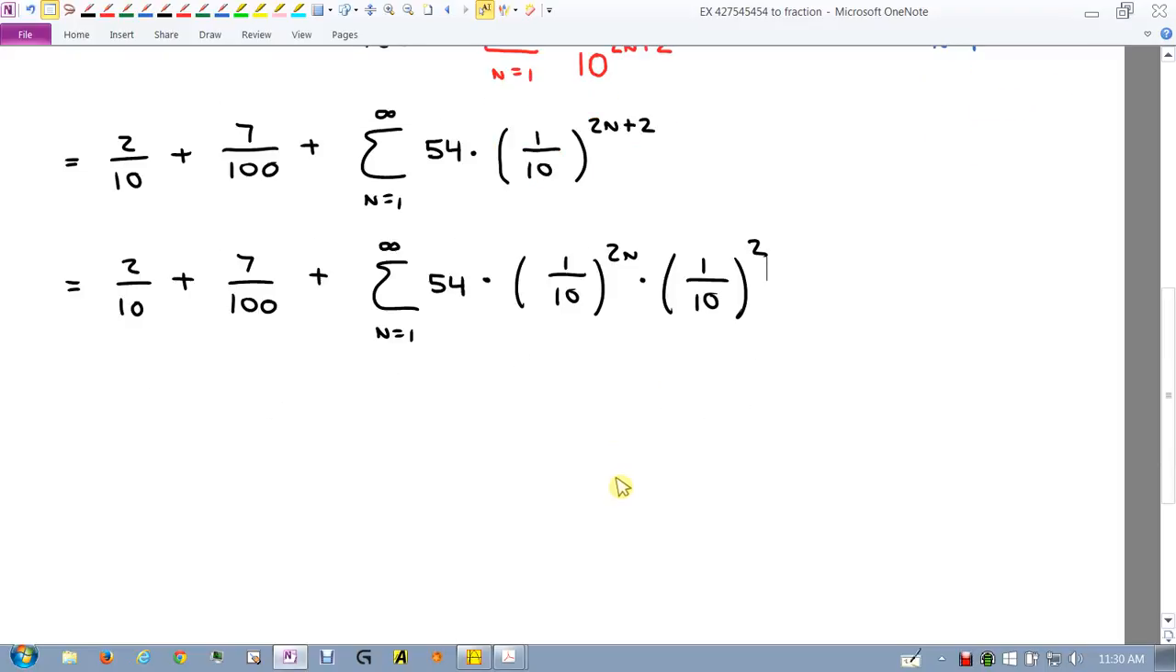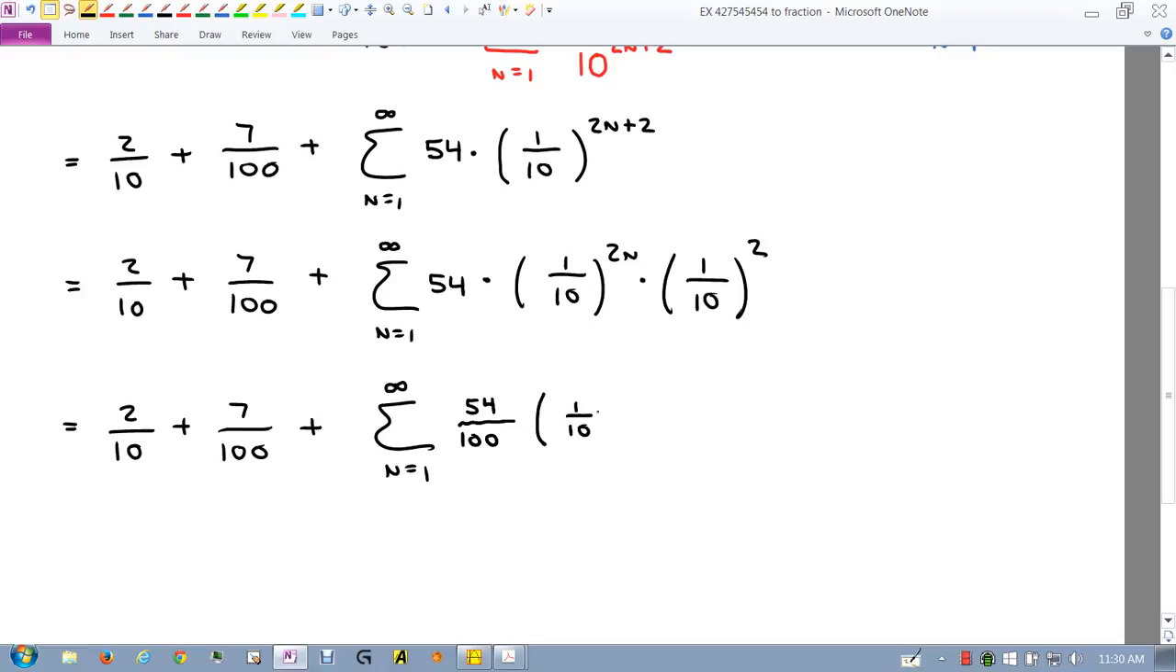And then I'm going to do something else. It's one of those problems where you kind of want to watch someone do it that first time, and then now you kind of know what you need to do. I'm going to take this right here. I'm going to square it, right? 1/10 squared is 1/100th. I'm going to put that over here with the 54. So 54 over 100. And then this is going to be 1/10 squared to the n. Now, do you believe that?